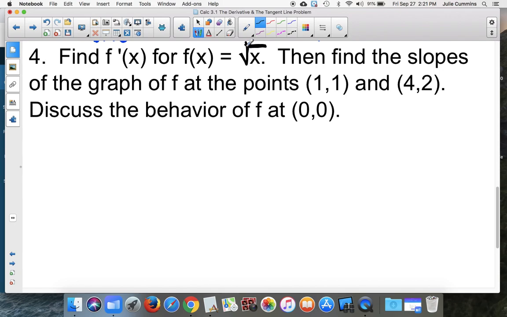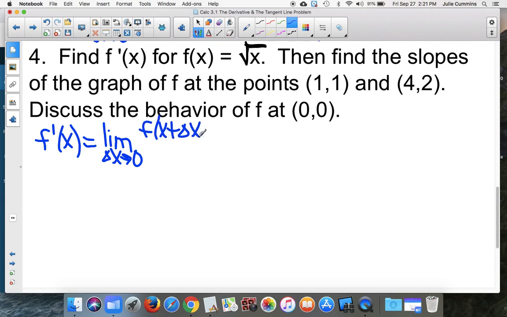So we'll get to that. First thing we need to do is find the derivative. This time I will make sure I write all the pieces. So remember, the derivative is the limit as delta x approaches 0 of f of x plus delta x minus f of x all over delta x. And that's just the definition that we had up at the top.